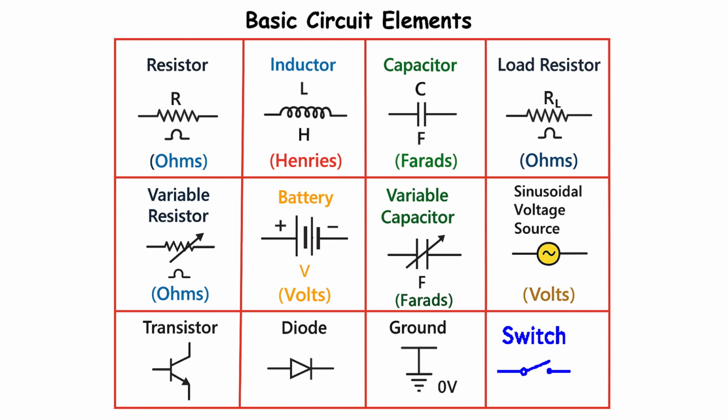We measure resistance in a unit called ohms, represented by the Greek letter omega. The higher the ohm value, the more it restricts the flow. In diagrams, you'll often see it labeled with the letter R.